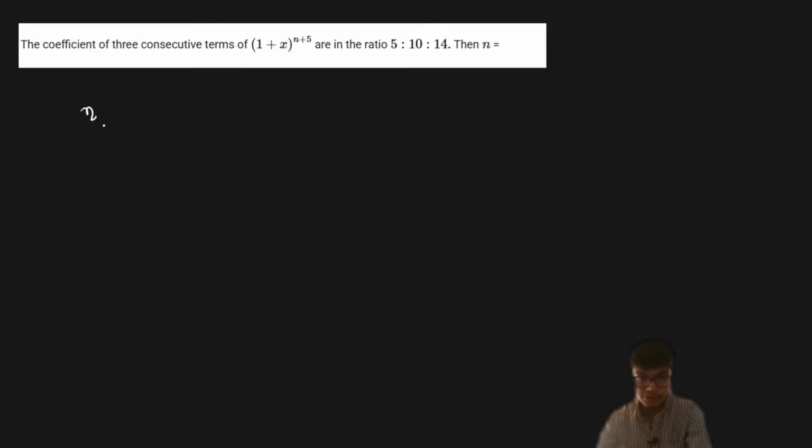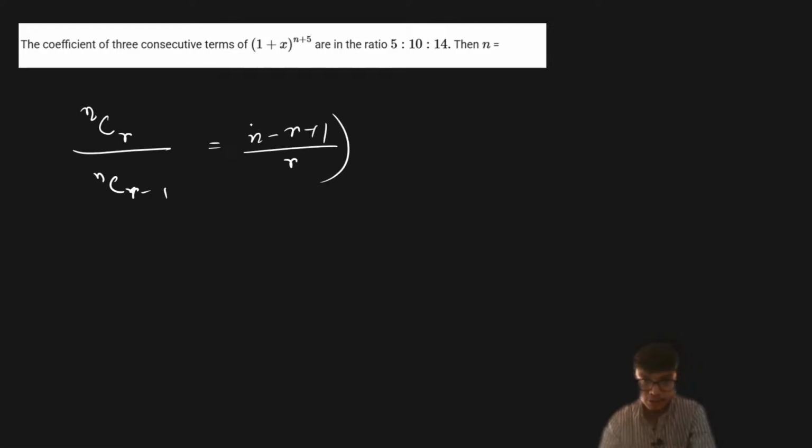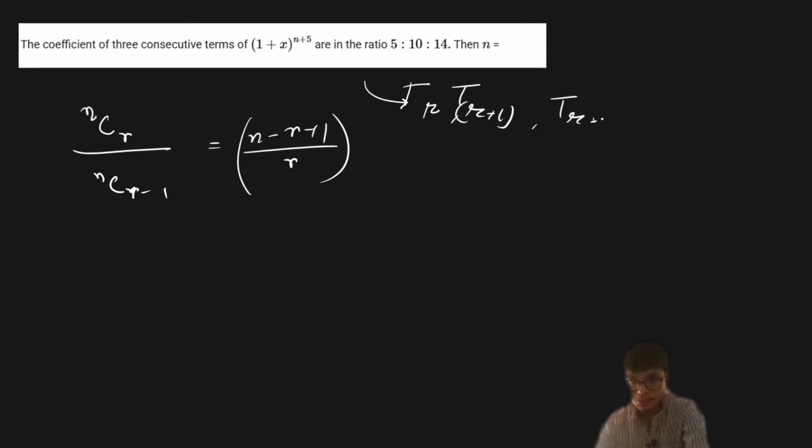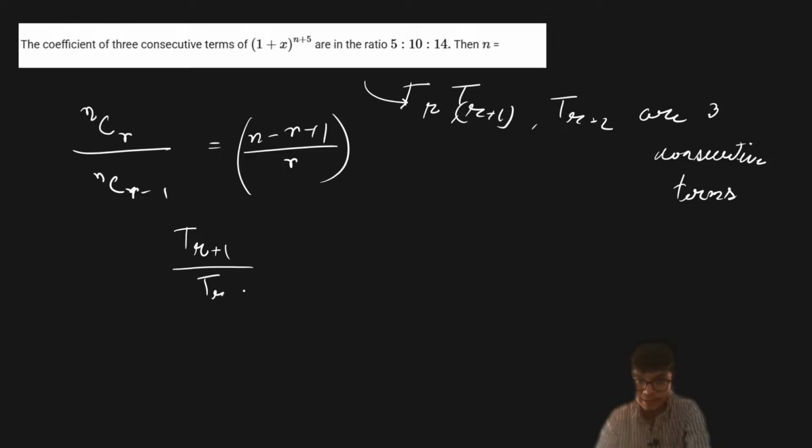Also, in order to solve this question, you have to know some properties. That is, nCr upon nC(r-1) is given as (n - r + 1) by r. Okay, so that is a very interesting property that you have to remember in order to solve these questions. So if I look at this problem, let us say that t(r+1) and t(r+2) are the 3 consecutive terms. Now it is said that the ratio of these terms is given as follows.